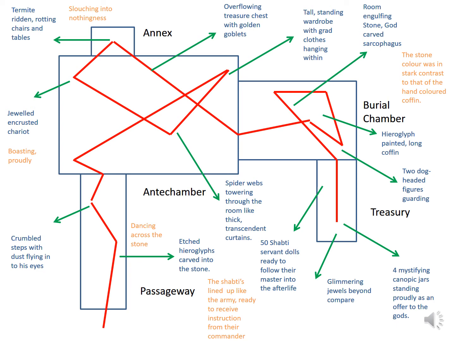I've got my chairs and tables that are slouching into nothingness. Again, some personification. They can't slouch, they're not human. But I've used that to give a great image to my reader. And here I've got the chariot that's boasting proudly, so it's really tall, really big, and it's feeling proud of itself. Again, some personification, but also an adverb of manner. I've got dancing across the stone.